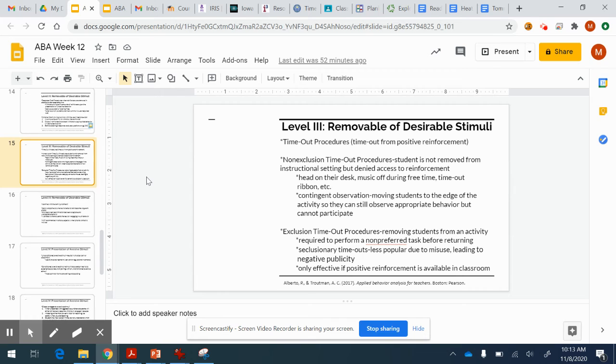Level 3 is where we move to some of those low level punishing behaviors. They talk about timeout procedures. When we talk about timeout procedures, we're really just talking about timeout from positive reinforcement. So it's just a shortened way to say that they're not able to receive positive reinforcement at that time. A non-exclusion timeout is when a student is not removed from the instructional setting but denied access to the reinforcement. So this may look like head down on the desk, music is being turned off during free time.